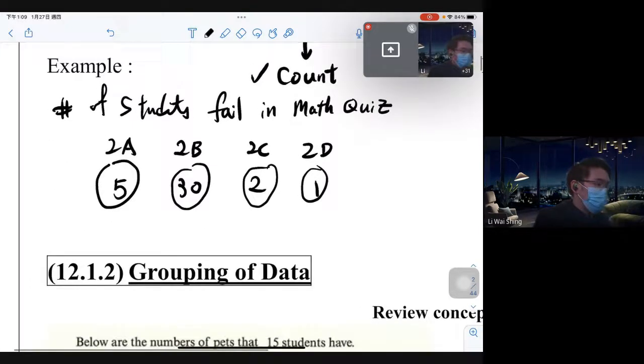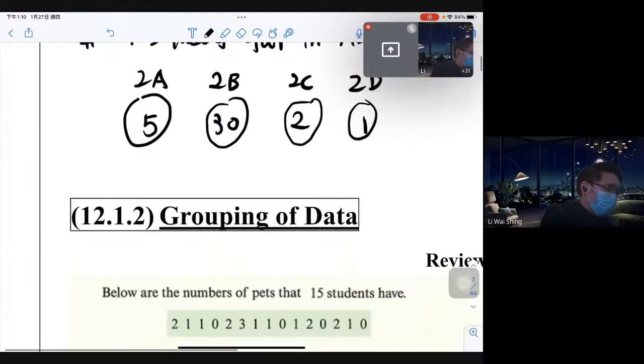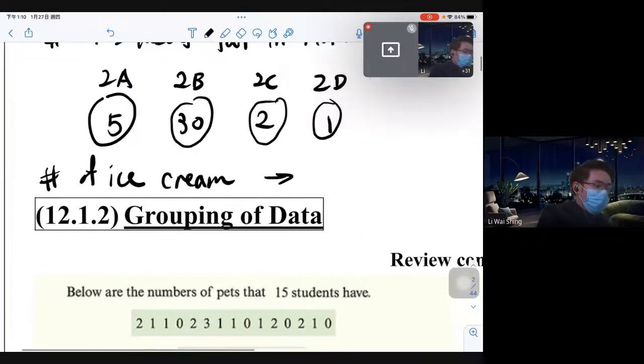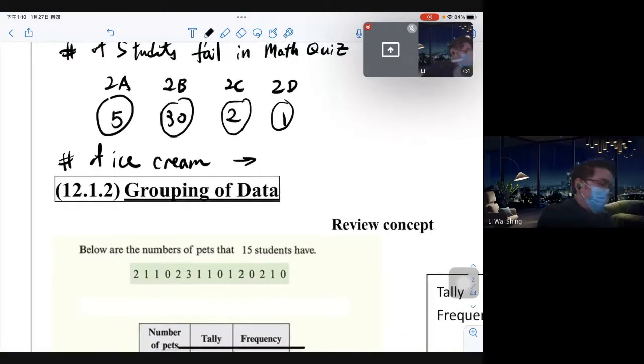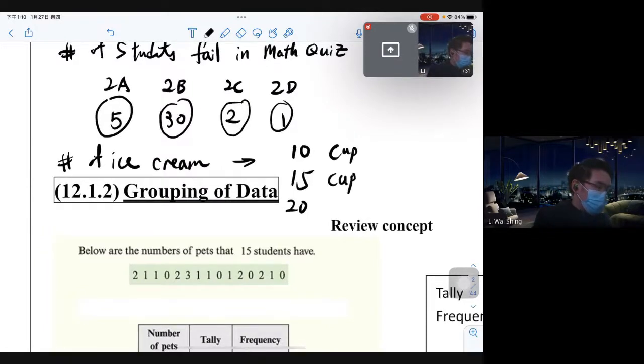Okay, another example, just like what Jarvis gave me, the color of ice cream or the number of ice cream you eat. So for example, Mr. Lee loves ice cream a lot. I eat 10 ice cream per day. Then for example, Jarvis is more like ice cream more. So he eats 15 cups a day. Okay, for example, Jonathan like a lot. Okay, he eats 20 cups a day. So this kind of data, you can count it.